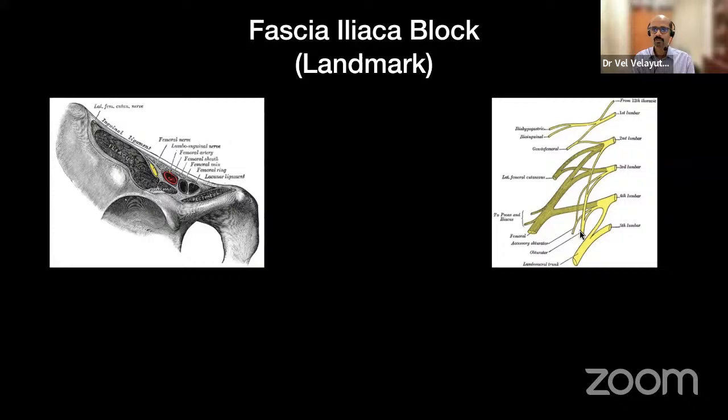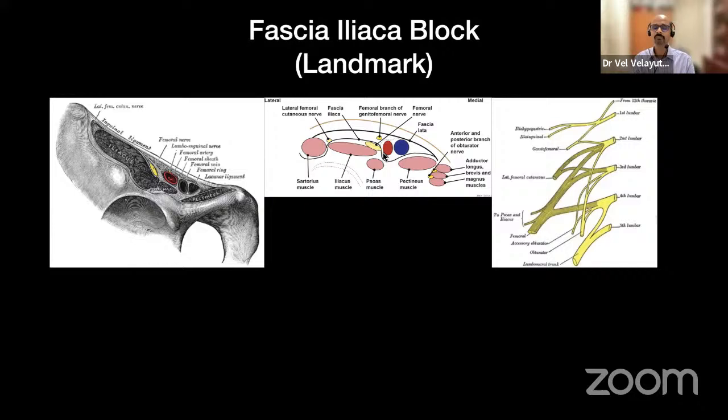So with the fascia iliaca block, you'll predominantly get the femoral nerve, and you might get the lateral cutaneous if you're lucky. This is much more of a pictorial description of the same thing. So you've got the femoral nerve, you've got the lateral femoral cutaneous. Now, in this picture, if you look at it clearly, the lateral femoral cutaneous is above the fascia iliaca.